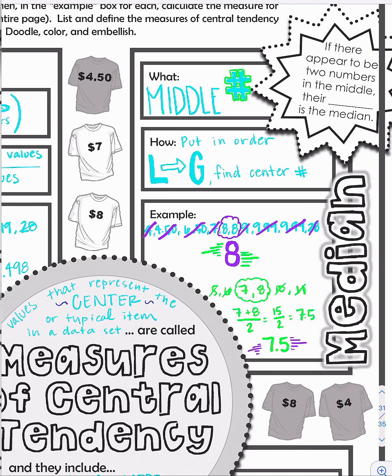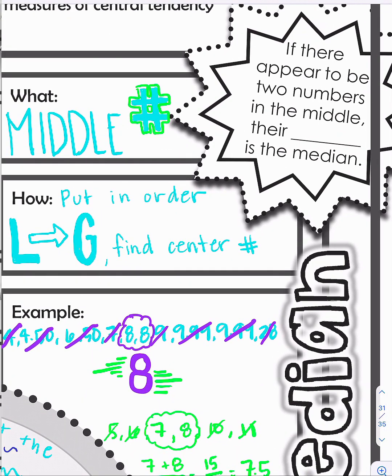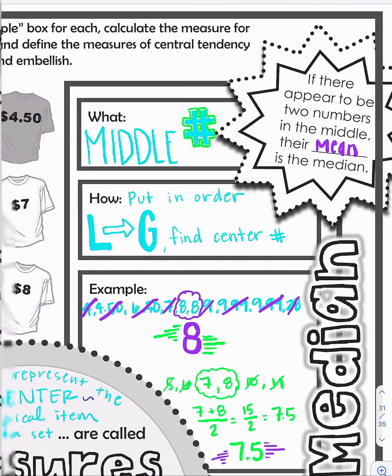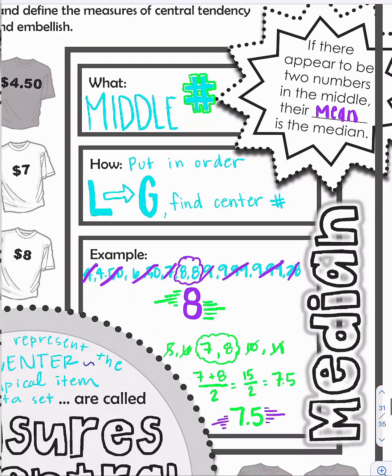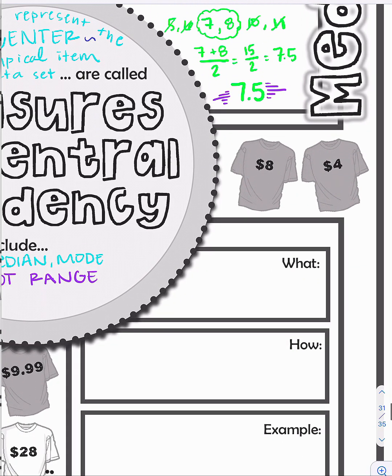Okay, so up in that little starburst in the upper right-hand corner, it does say if there appears to be two numbers in the middle, their mean, remember, is the average, is the median. Okay. All right, so that's median. Let's go ahead and we're going to now scroll down and we're going to talk about our mode.